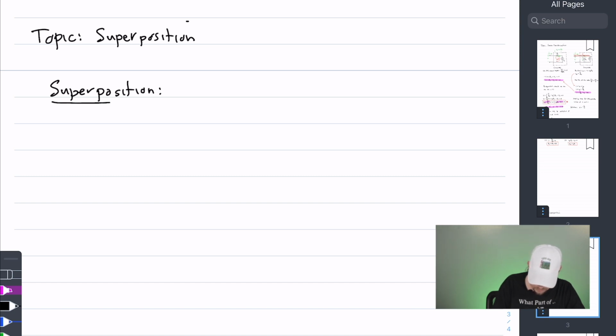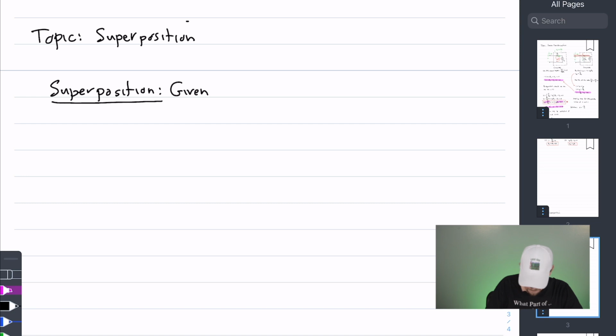is something relatively simple. And it states that given a linear network, any circuit voltage or circuit current may be calculated as the algebraic sum of the individual voltages or currents caused by each independent source acting alone. Right? That's important enough to write down. So let's go ahead and write that.